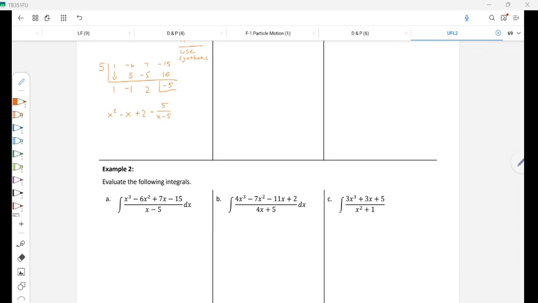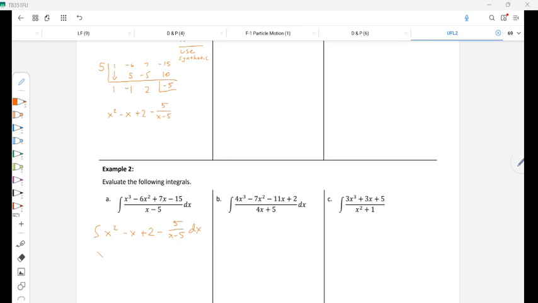In the process of seeing this integral, you've looked at it and said, hey, I've got a linear denominator and my powers are higher in the numerator. This sure is an integral where I have to do long division to solve. So then I do the long division and I say that this integral is the same thing as the integral of x squared minus x plus 2 minus 5 over x minus 5, dx.